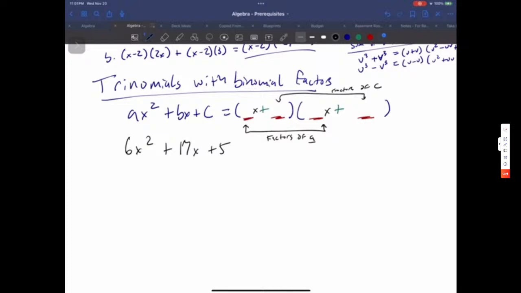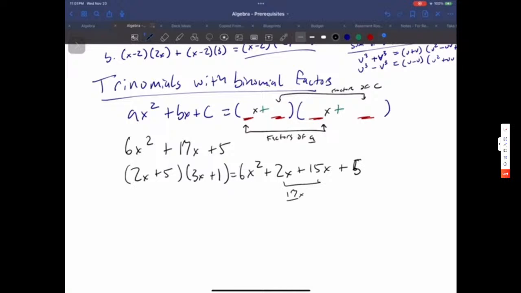well, they skip right to it. 2x plus 5 times 3x plus 1 is going to give you a FOIL of 6x squared plus 2x plus 15x plus 5, I'm sorry. And these two will add up to 17x. So that's what you're looking for.